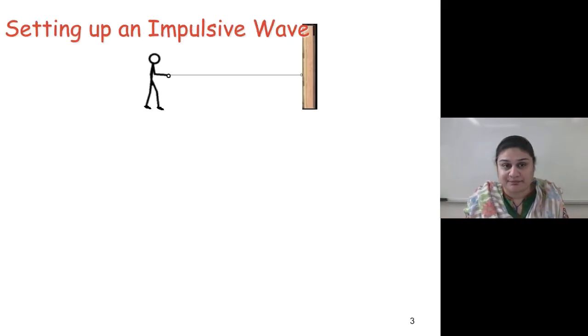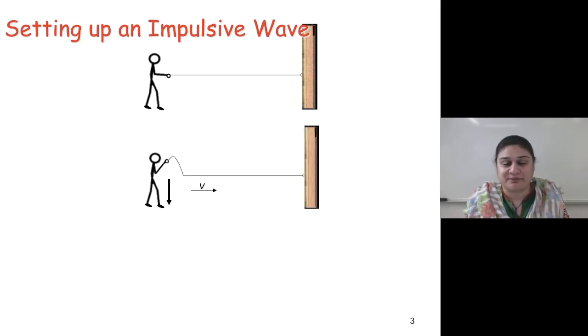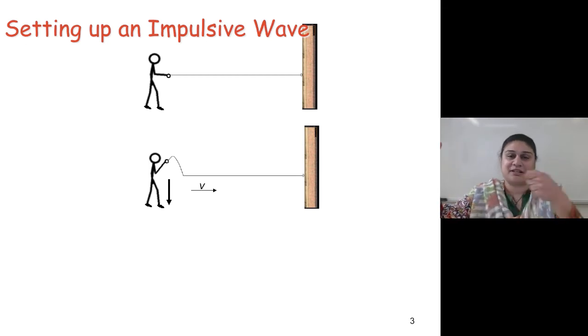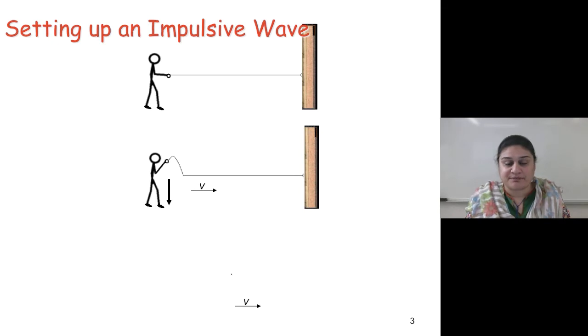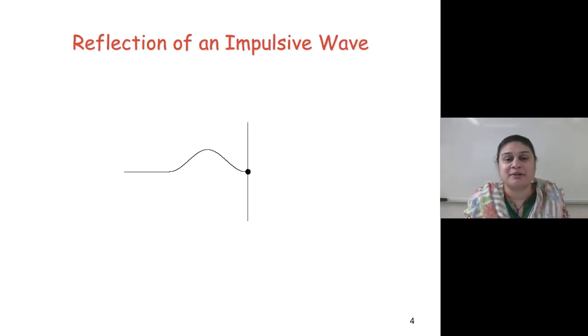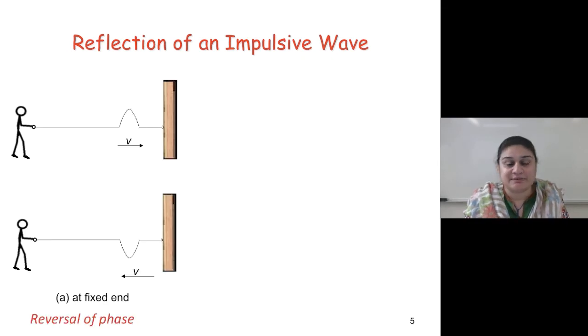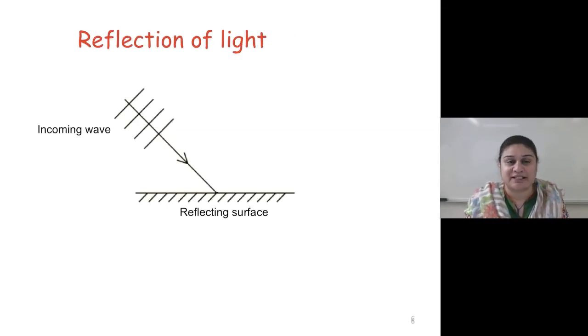Now, what about light? In order to talk about light, I have to talk first about an impulsive wave. To set up an impulsive wave, you take a string and a wall, and you hold the string against the wall and put it tight. Then you move the string up and down. That string will become an impulse. This is called a reflection. When it hits the wall, it reflects back. Light also reflects the same way.